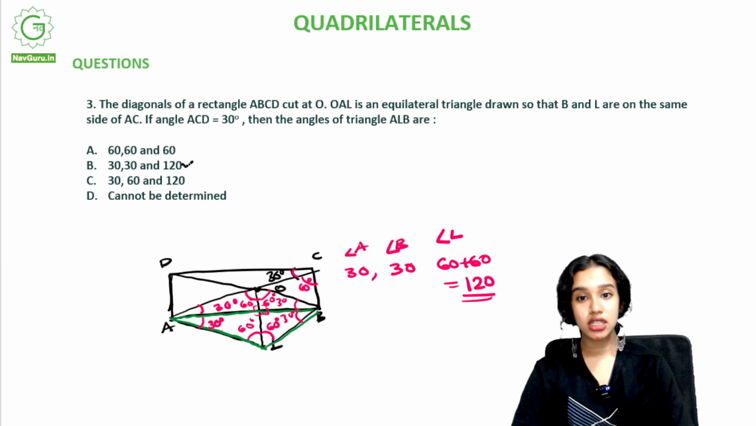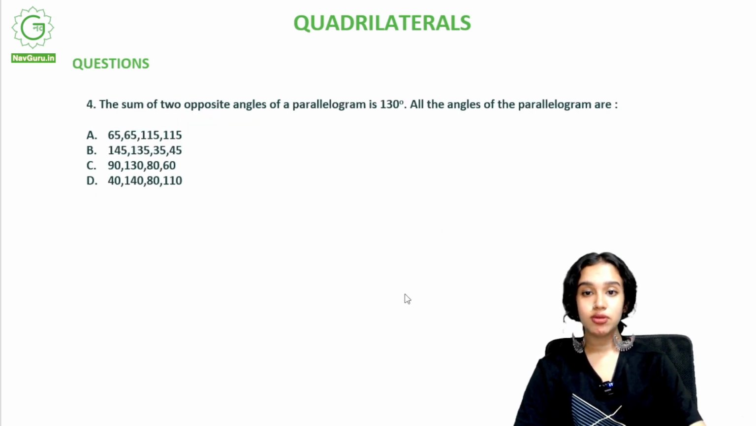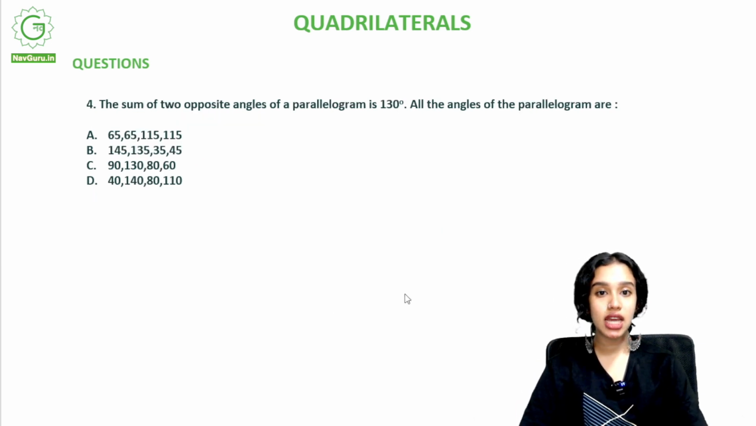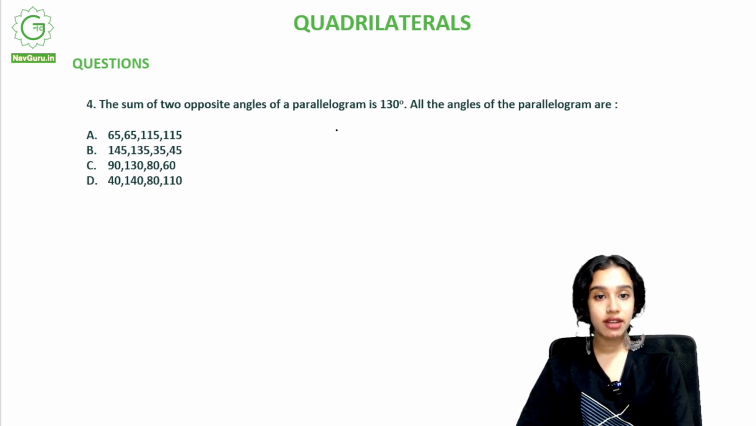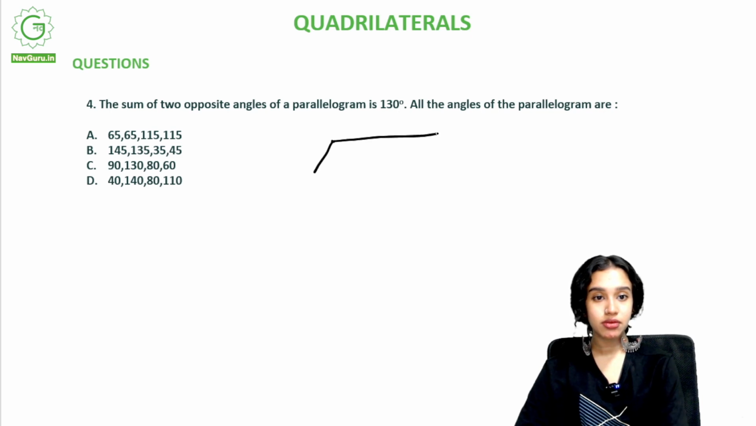So, the answer is 30, 30 and 120. Now, the sum of two opposite angles of a parallelogram is 130 degrees. So, we have a parallelogram here, right? Now, we say that the sum of opposite angles is 130 degrees, and we need to find the angles of the parallelogram.